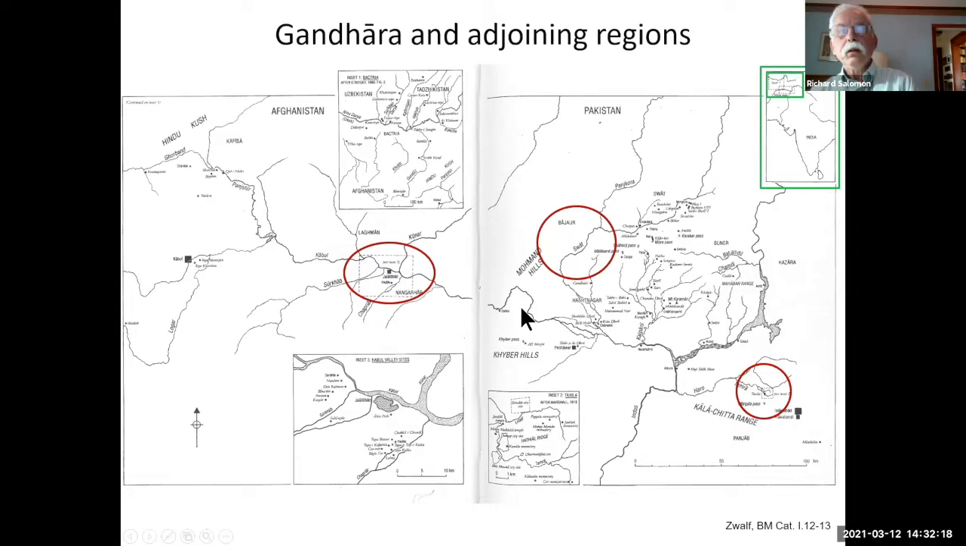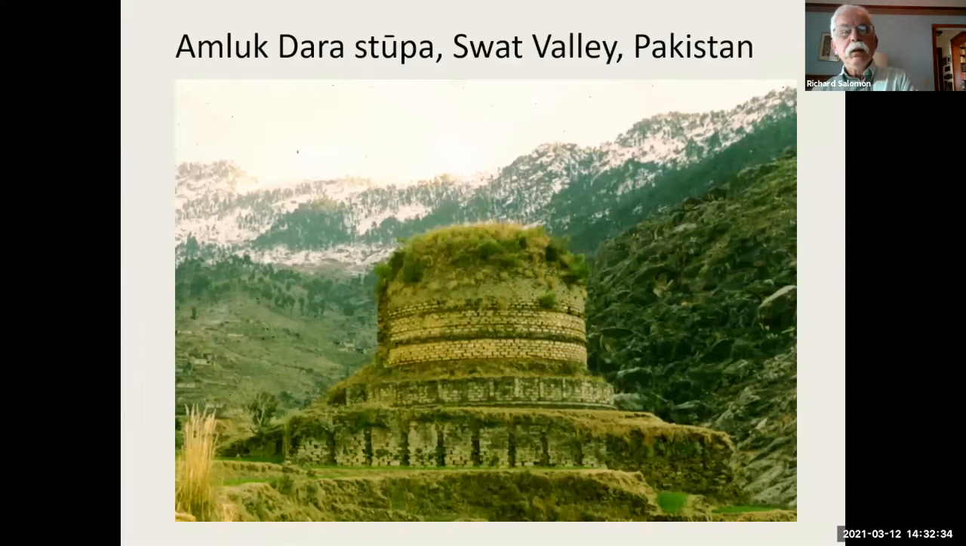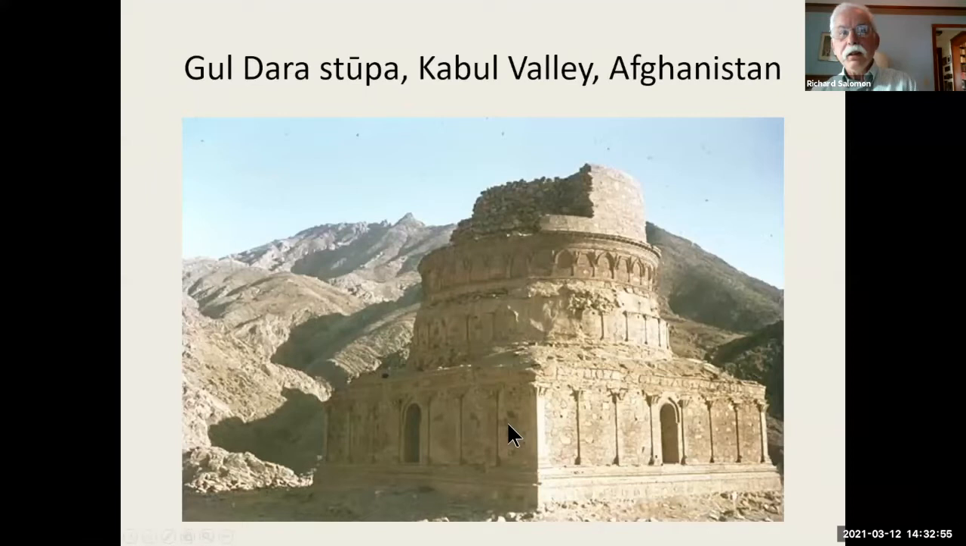So for instance, the example I just showed, I said was probably from Bajor, and that's Bajor, the Swat Bajor area. It's one of the rich sources. And this is just an example of one of the beautiful stupas that's still standing more or less in the Swat Valley in Pakistan, just to give you some sense of the environment for those who haven't been lucky enough to be there. And this is another example. This is a relatively very well preserved stupa called Goldara in the Kabul Valley on the Afghanistan side. So that's approximately where they come from.